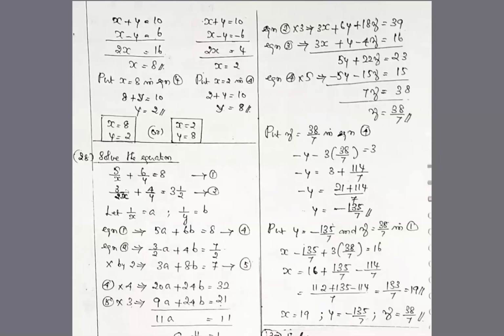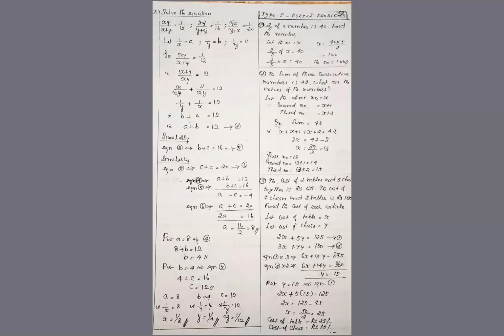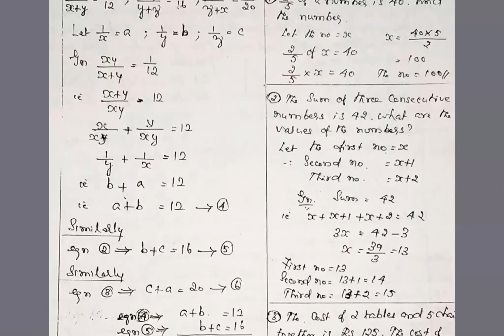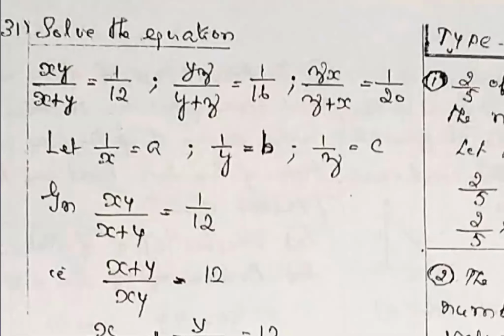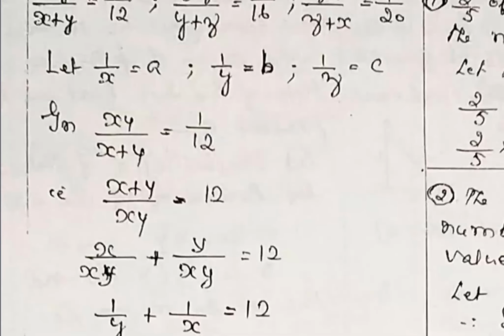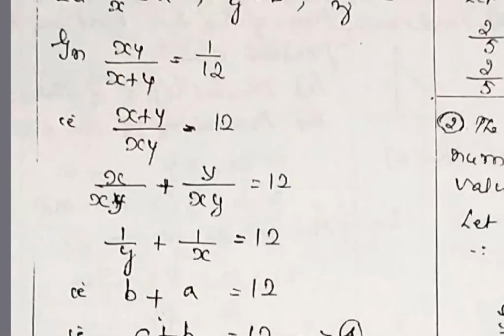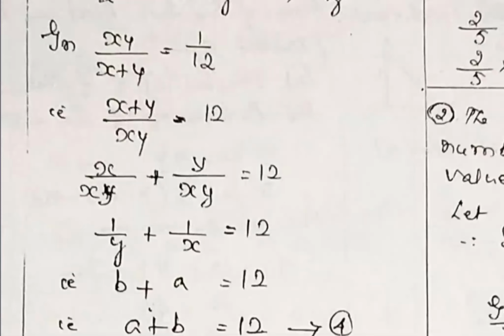This also, solve the equations: xy divided by x plus y is equal to 1 by 12, yz divided by y plus z is 1 by 16. For objective type, not so important. Here the old method you have to follow. Let 1 by x is equal to a, 1 by y is equal to b, 1 by z is equal to c. Substitute in the equation. x plus y divided by xy is equal to 12. So dividing, we will get 1 by y plus 1 by x is equal to 12. That is, finally we will get a plus b is equal to 12.